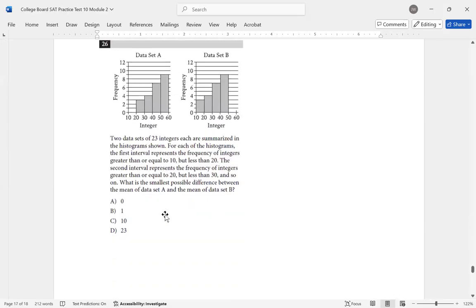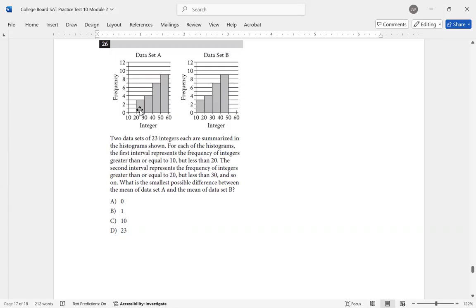Question 26. Two data sets of 23 integers each are summarized in the histograms shown. For each of the histograms, the first interval represents the frequency of integers greater than or equal to 8, but less than 20. The second interval represents the number of integers greater than or equal to 20, but less than 30, and so on and so forth. What is the smallest possible difference between the mean of data set A and the mean of data set B? So we're looking for the smallest possible difference.